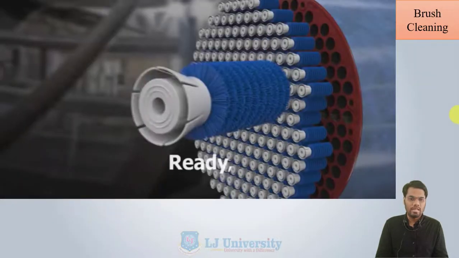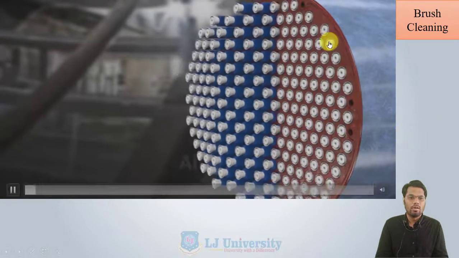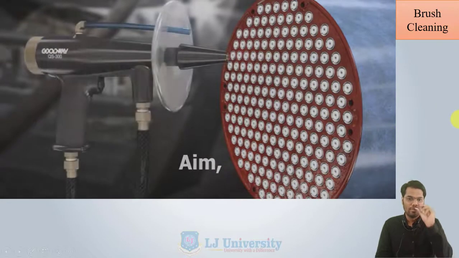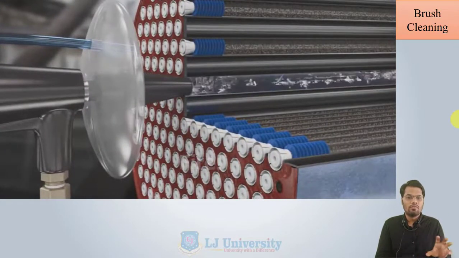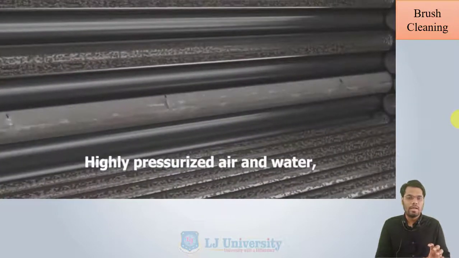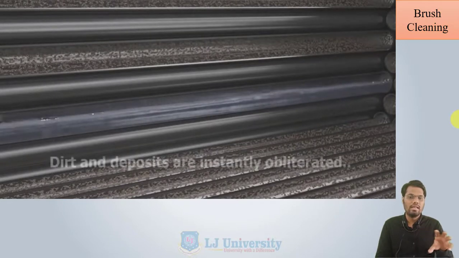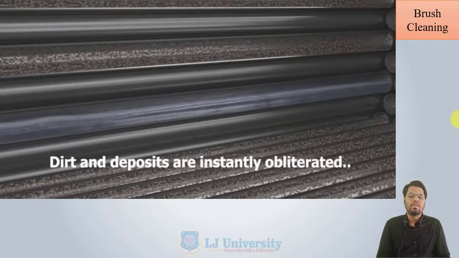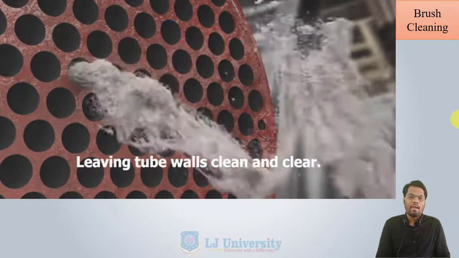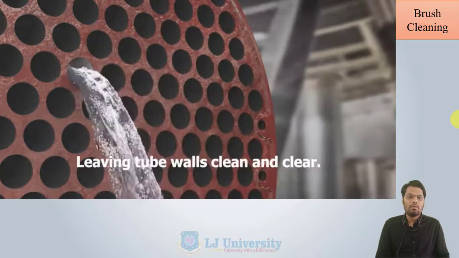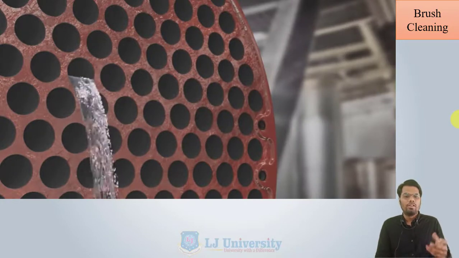The next one is brush cleaning. You can clearly understand how this works from this video. A number of small brushes are inserted in the hole of the pipe. Then at high pressure, the water flows throughout the pipe, which results in axial flow of this brush, which results in cleaning of the inside surface of the pipe. Dirt and deposits are instantly removed from the surface. So this is how brush cleaning works. There are different types of brush according to the fouling deposits.